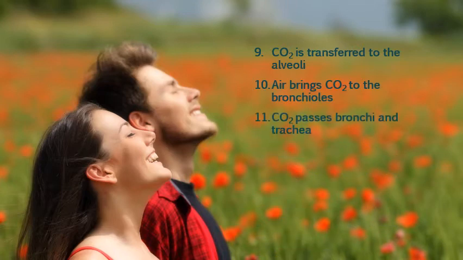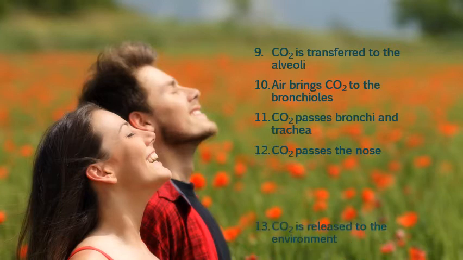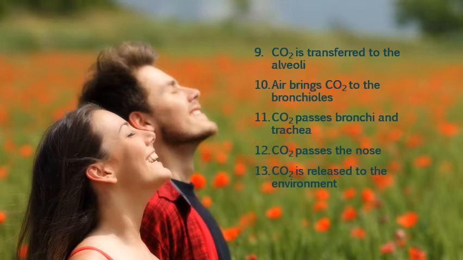From the bronchioles, the carbon dioxide passes the bronchi and trachea. And from the trachea, the carbon dioxide passes the nose. And finally, it's released to the environment. That's it. The process of respiration includes inspiration and expiration. Okay, is it clear enough?